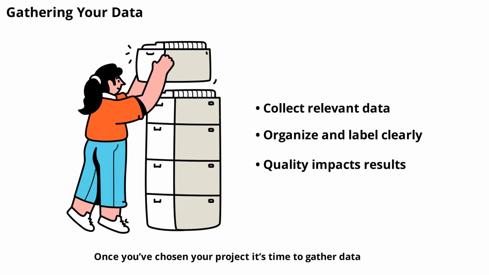Once you've chosen your project, it's time to gather data. Data is the foundation of any AI model. For image projects, you'll need a collection of photos. For audio, you'll need sound recordings. And for text, you'll need written examples. Make sure your data is organized and labeled clearly, as this will help your AI learn effectively. You can use your own data or find free datasets online. Remember, the quality and variety of your data will directly impact your model's performance.